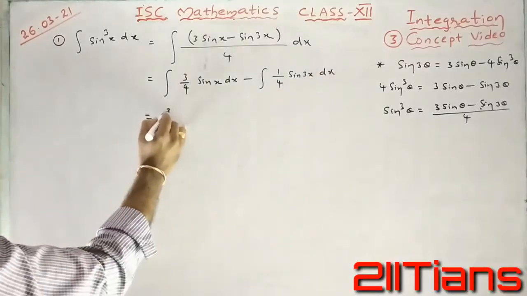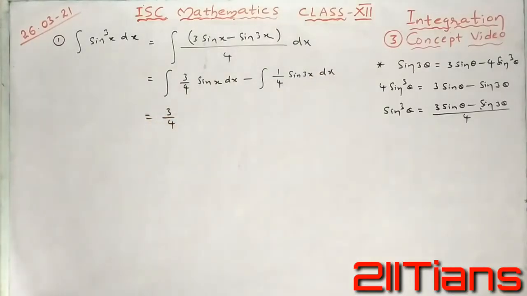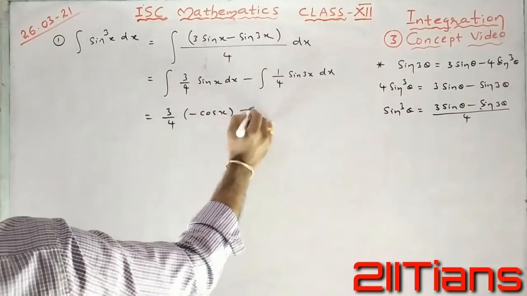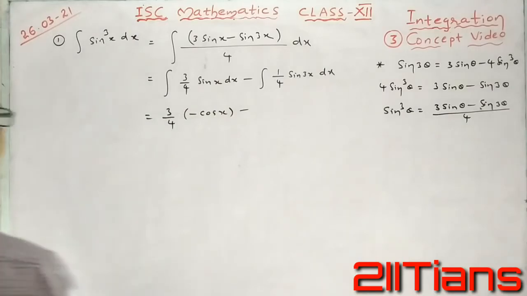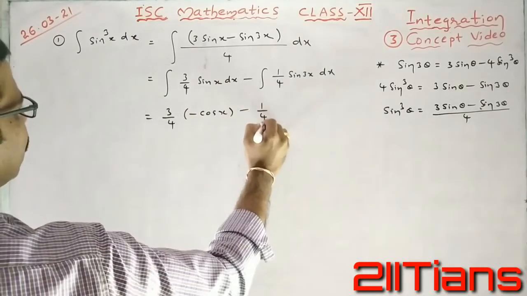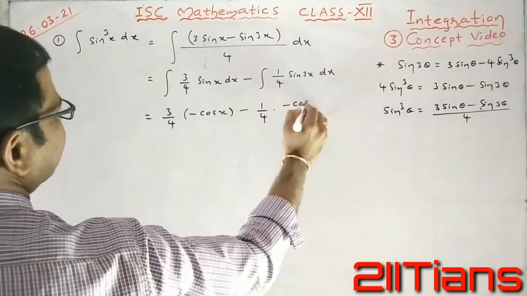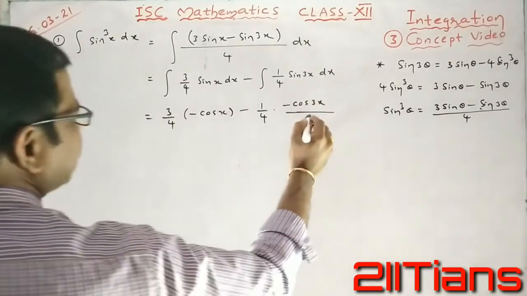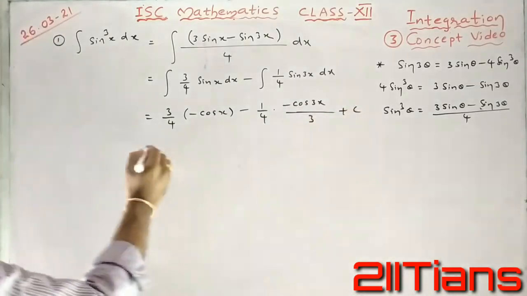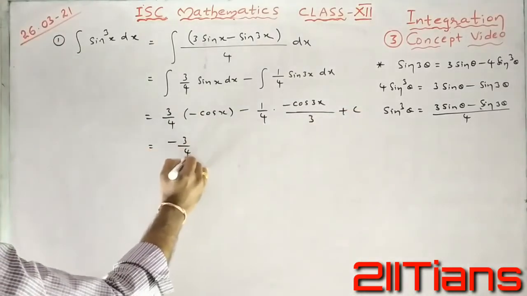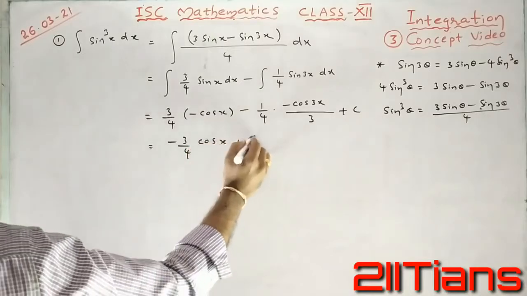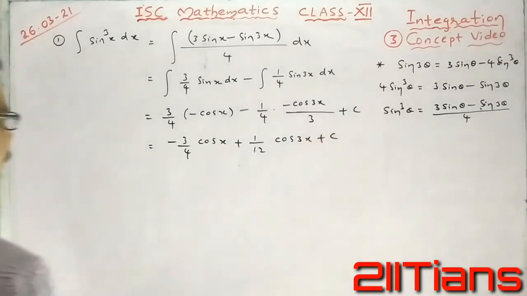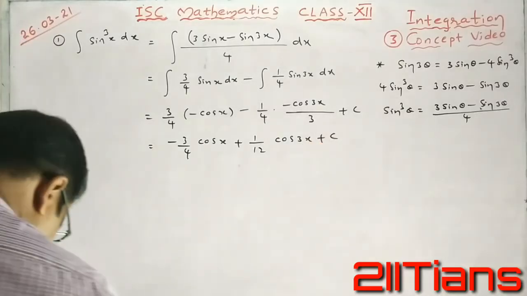Now write the integration. What is the integration for sin x? Minus cos x; there is no coefficient of x here, right? Here 1 by 4 is a constant, and the integration of sin 3x is minus cos 3x. What is the coefficient of x here? 3. That should be in the denominator. So this is minus 3 by 4 cos x plus 1 by 3 4s are 12 cos 3x plus c. That is the way we can write.